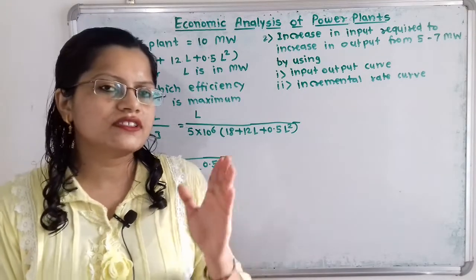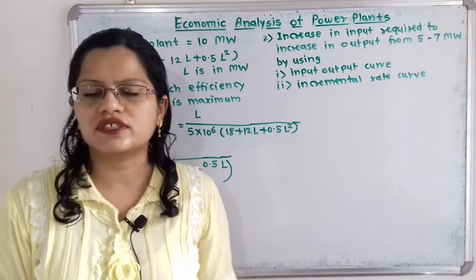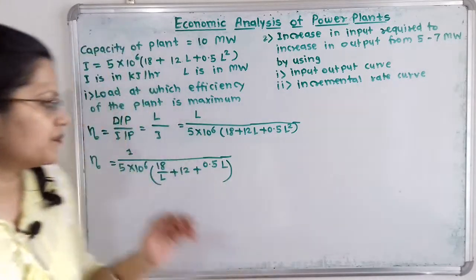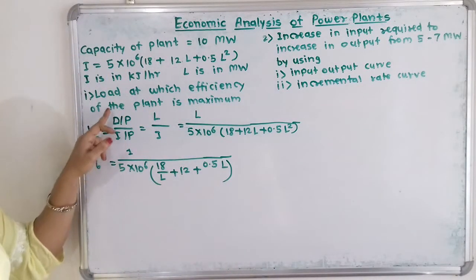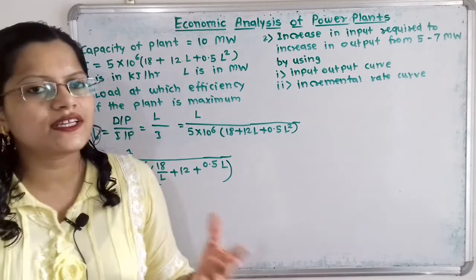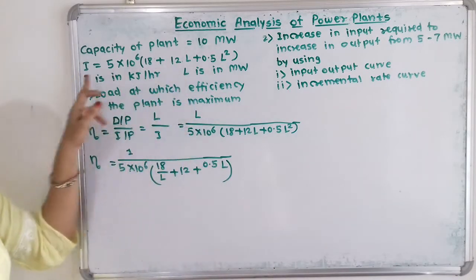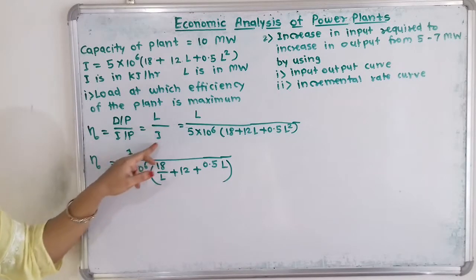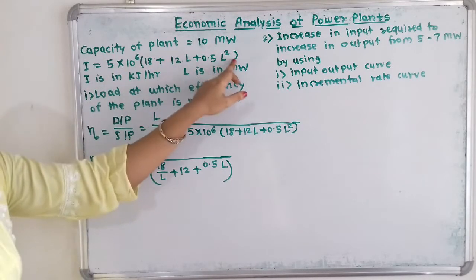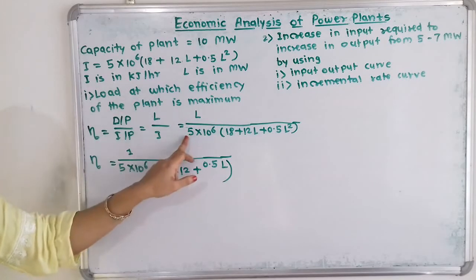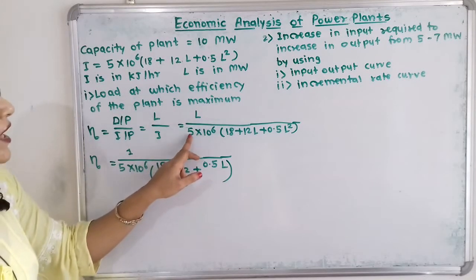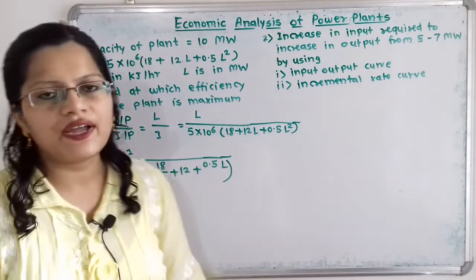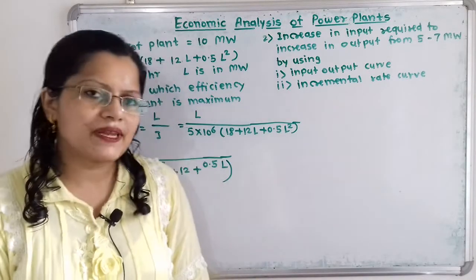So let us first write what is this efficiency. So efficiency is nothing but ratio of output to input. So here eta is equal to output divided by input. So what is output? Output is L and input is I. So L by I. So I will write the value of I in terms of L as per the given data. So I will write L divided by 5 into 10 raised to 6, 18 plus 12 L plus 0.5 L square. Now we will simplify this.